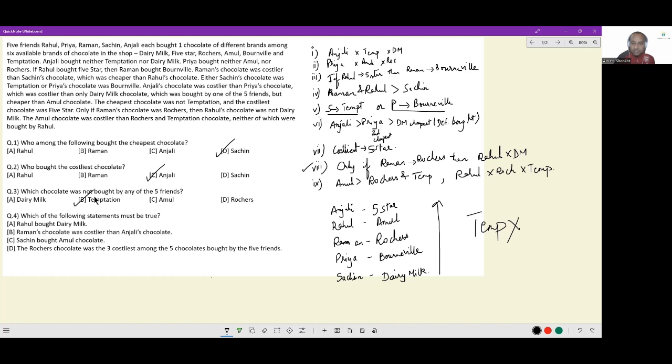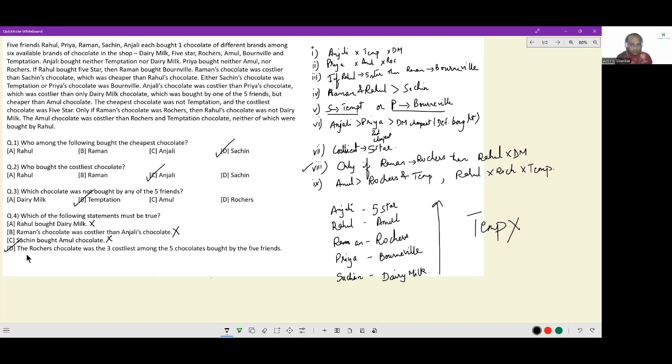Which of the following statements must be true? Rahul bought Dairy Milk. No, Rahul bought Amul. Raman's chocolate was costlier than Anjali's chocolate. No, Anjali had the costliest chocolate. Sachin bought Amul chocolate. No, Sachin bought Dairy Milk. And Rochers chocolate was the third costliest among the 5 chocolates bought by the 5 friends. Yes, option D is definitely true. And that is the entirety of this set.